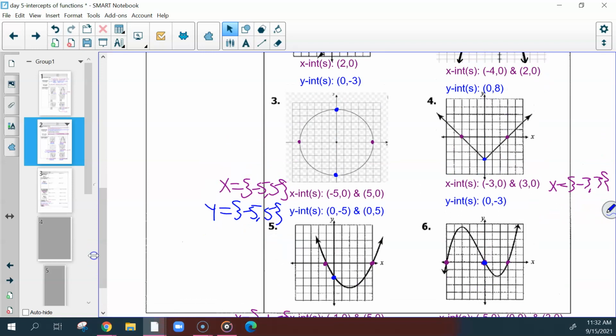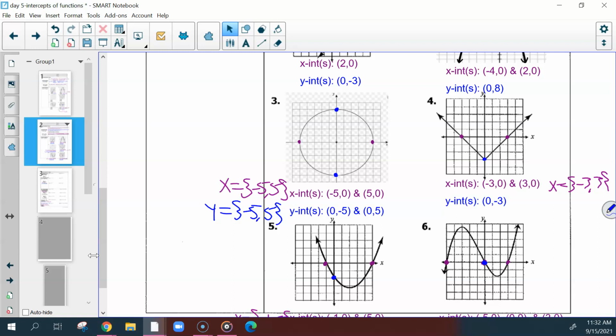Okay. For number 3, you should have had 2 x-intercepts and 2 y-intercepts. They were both at -5 and 5. Just be mindful of how you're writing it. X-intercept, the number comes first, then 0. Y-intercept is 0, then the number. If you listed them out, you would just put them like that. X equals {-5, 5} in curly brackets. And then y is the same thing.